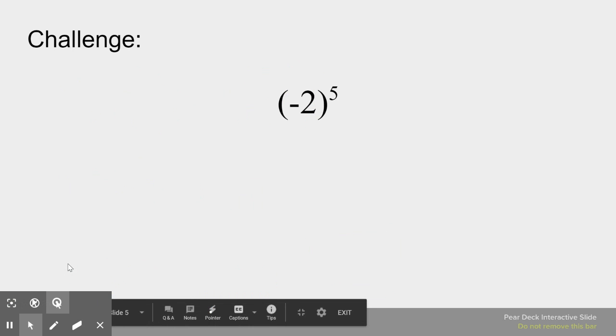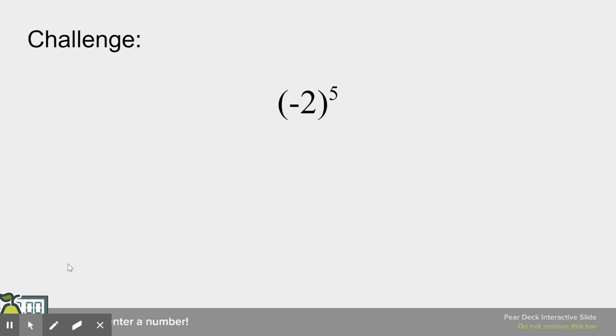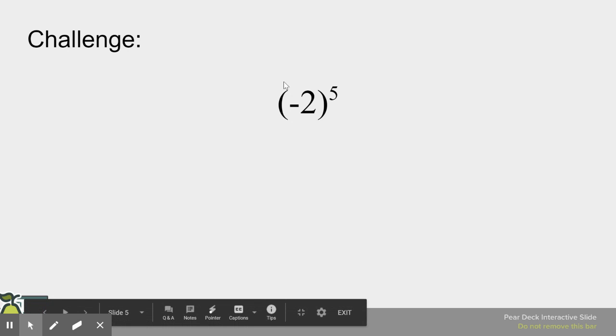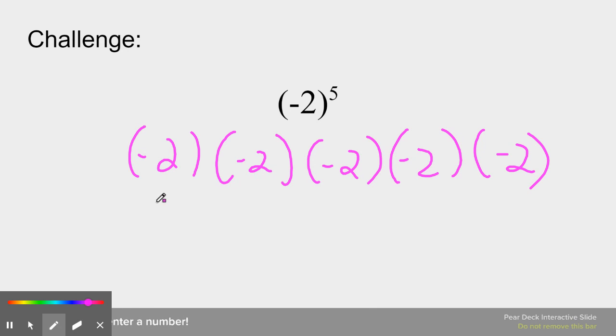Now I have a challenge for you. I want you to try and figure out -2 to the 5th power. Go ahead and pause the video and try that on your own. All right, so if I wanted to write this in expanded notation, I see that -2 is written out 5 times. Well, now I'm going to do the same process and start multiplying.